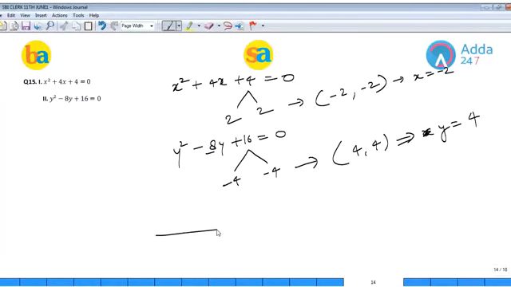Now we'll represent these values on number line. X, y. So x is minus 2 and y is 4. So we can clearly see that y is greater than x. So the correct option will be A.